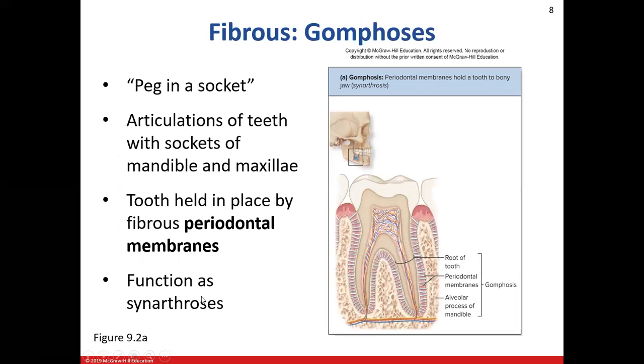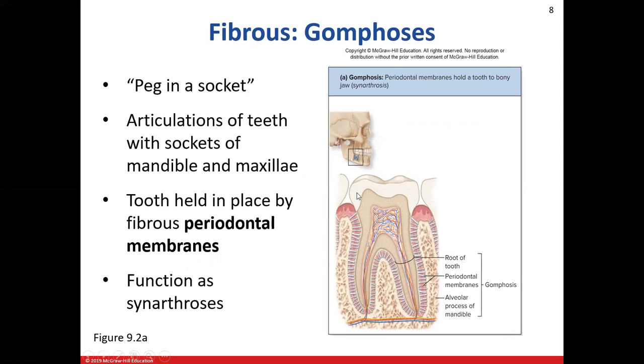So let's look at a gomphosis type fibrous joint first. The gomphosis is more of a peg and socket type joint. We're going to see these in the articulations of the teeth as they go into the sockets of the mandible and the maxillae. The tooth is essentially held into place by a fibrous periodontal membrane, or what we also call a periodontal ligament. These are going to function as a synarthrotic joint. If you grab your teeth, you'll notice that they really don't have any movement, or I should say they aren't supposed to have any movement.